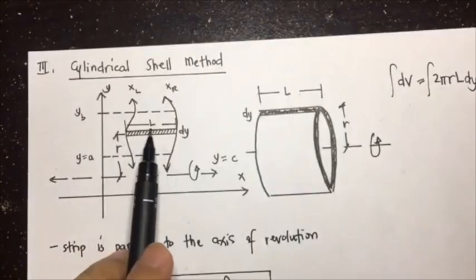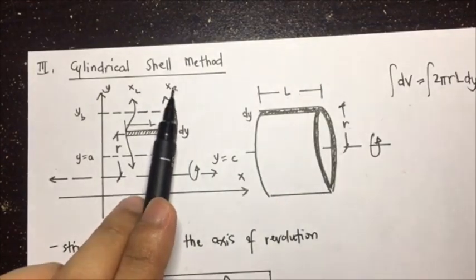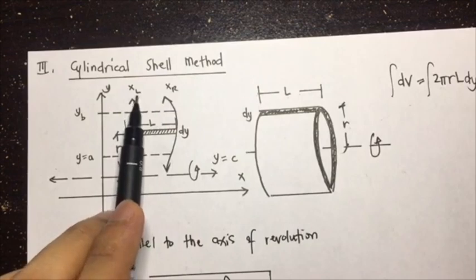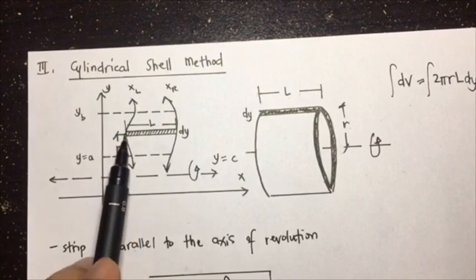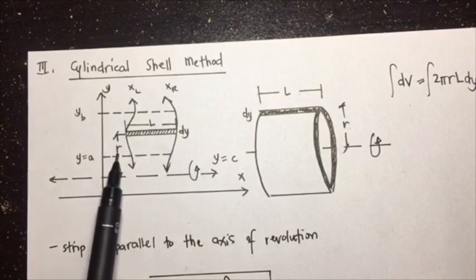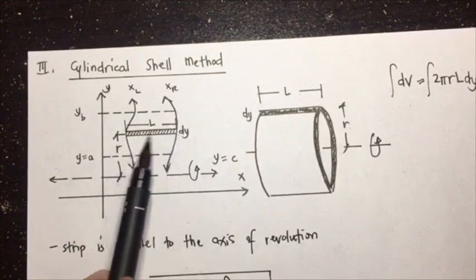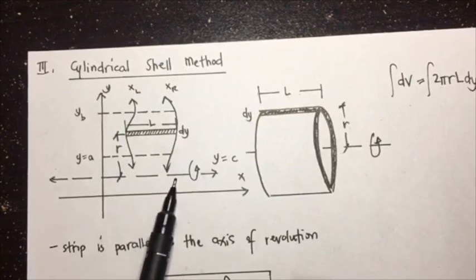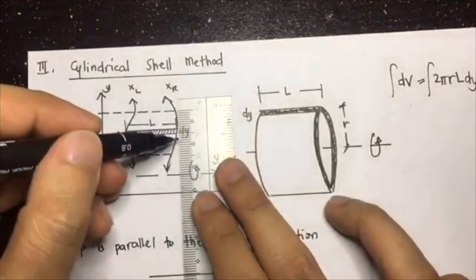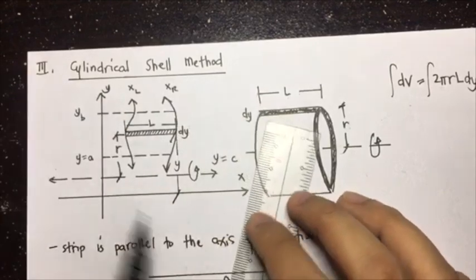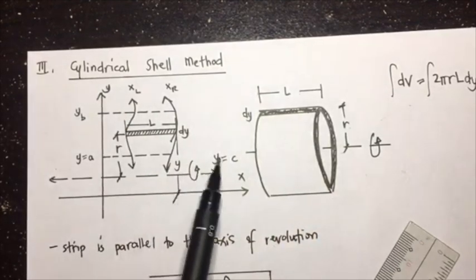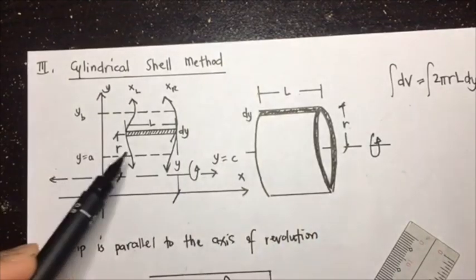Say for example, if we are looking for the length L in terms of x and y, that will be xr minus xl, right? So the length of that strip is equal to xr minus xl. In this case also, the R is the distance from the strip to the axis, and since this is not the x-axis, that is y.